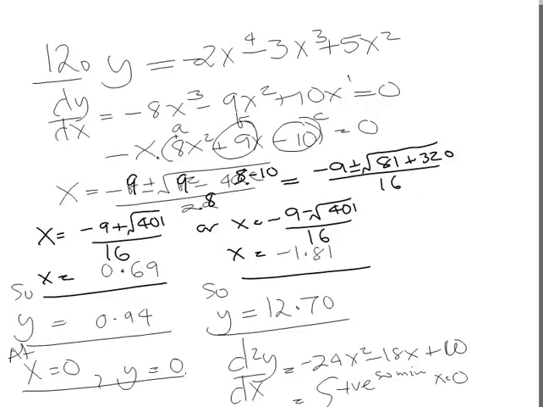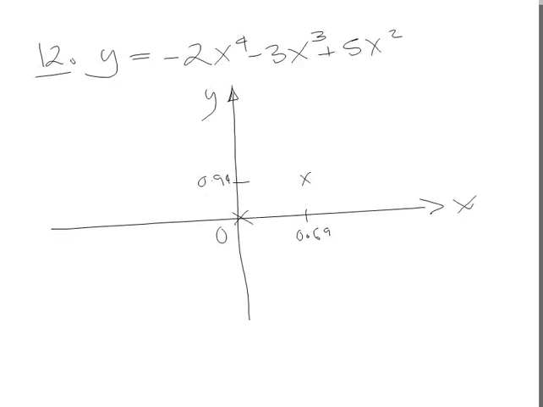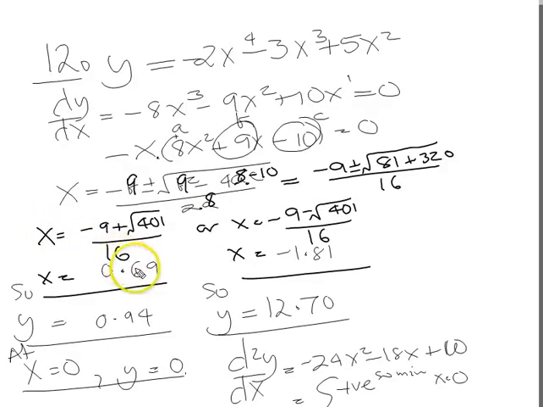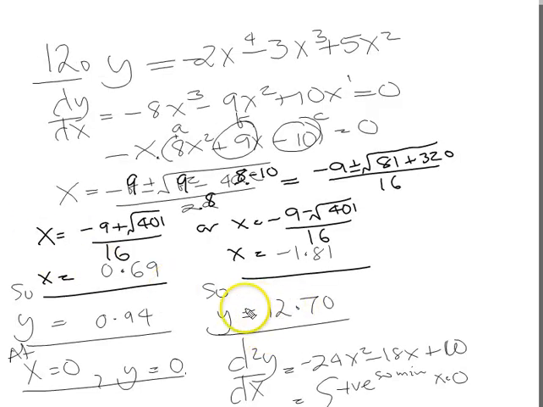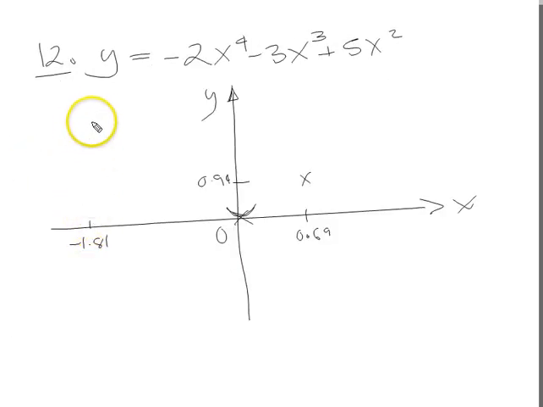Now let's go back, and we said that this 0 one was a min. So back to our sketch, and we know this one's a min. There's a cubic curve, so it's going to be reasonably well behaved. So, what's the other turning point? Minus 1.81 and 12.7. Minus 1.81. And what was the y value? 12.7. Oh, crumbs. It's quite high up, isn't it? So 12.7, which is way up here somewhere.